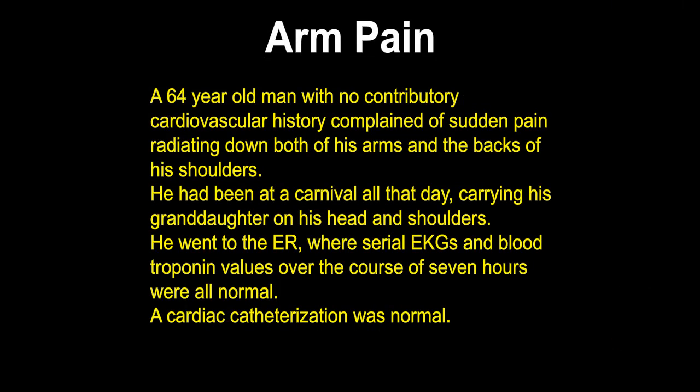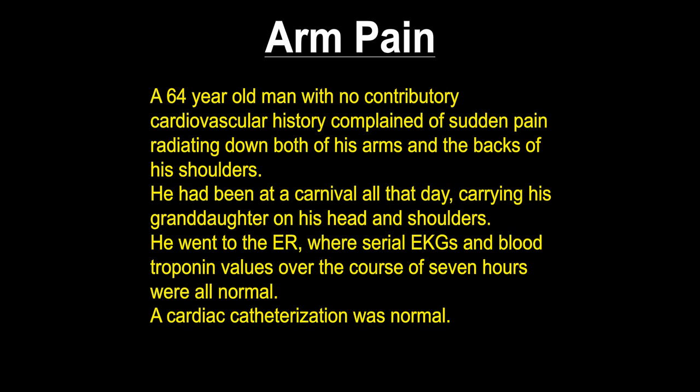So a 64-year-old man who had no contributory cardiovascular history complained of sudden pain that radiated down both of his arms, and that's very important, and the backs of his shoulders. His immediate past history was that he had been at a carnival all of that day, and he was carrying his 5-year-old granddaughter on his head and on his shoulders. He went to the emergency room. Obviously, a man complaining of pain radiating down his arm is somebody who's going to be worked up for a possible heart attack or myocardial infarction.